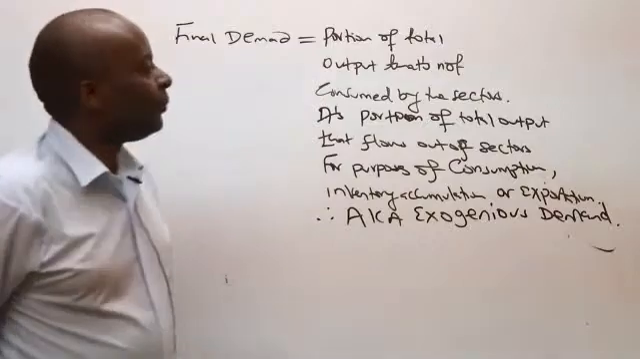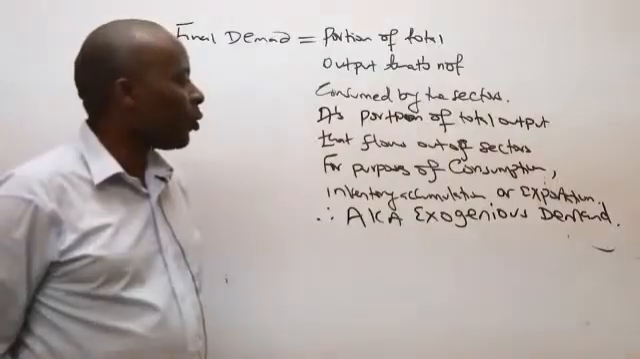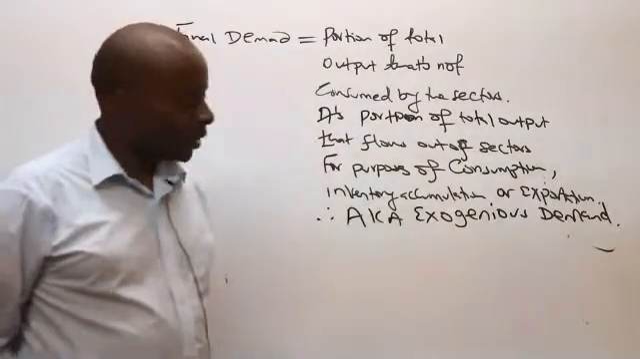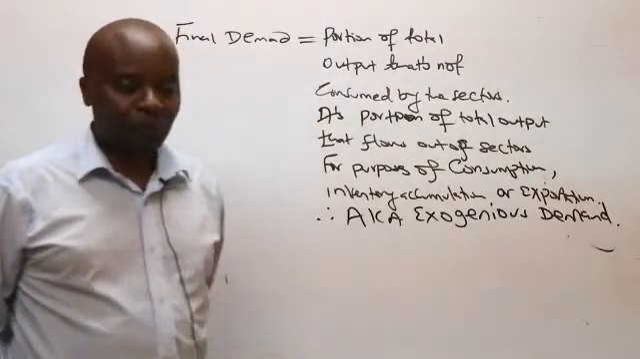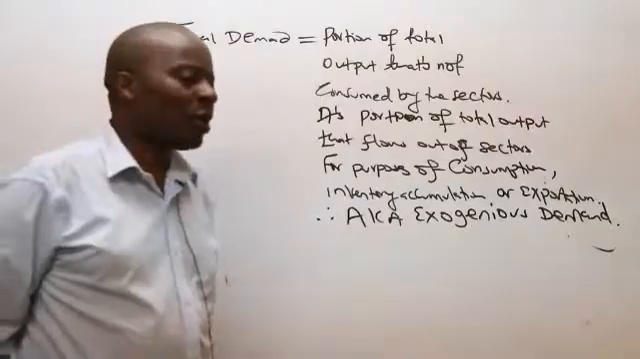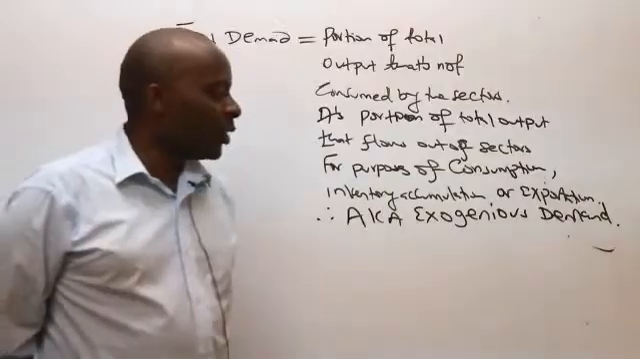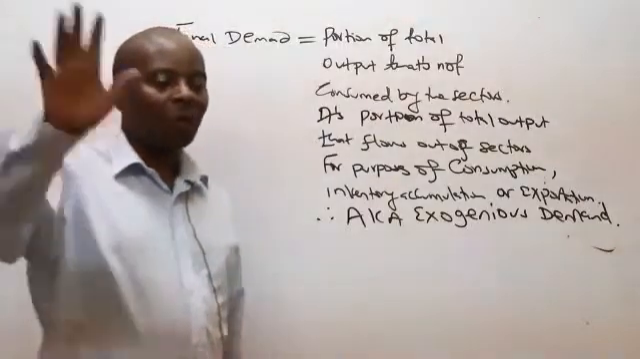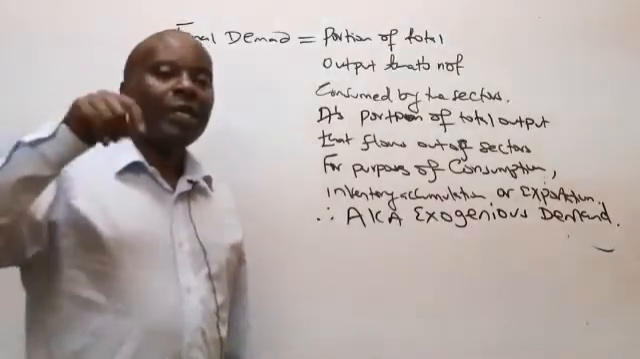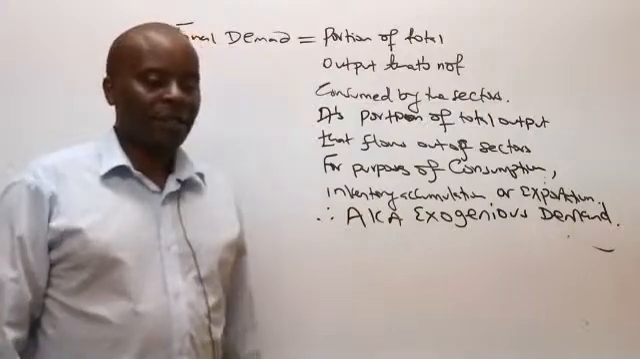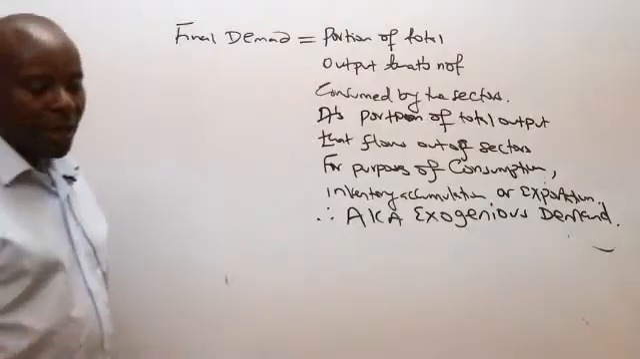Not yet, okay. Portion of total output that is not consumed by the sectors. It's the portion of total output that flows out of the sectors for purposes of consumption, inventory accumulation, like now what we normally take to Kenya, this KPCU, growers, whatever, or what is even exported out of the country. The major thing is that you're not utilizing that inside the sectors again. This is the opposite of what we call intermediate demand.